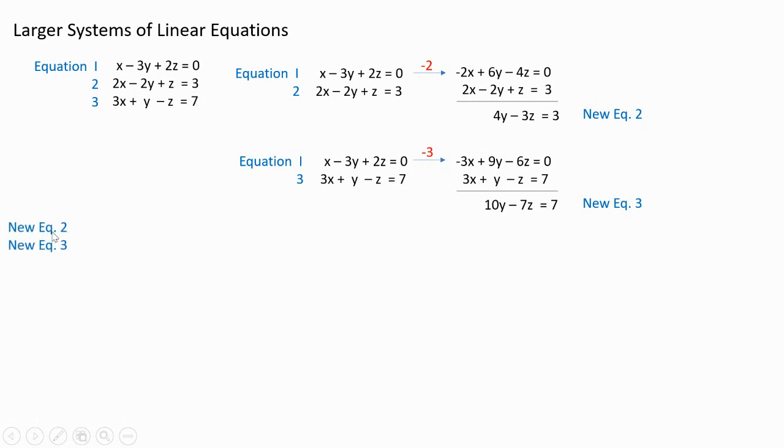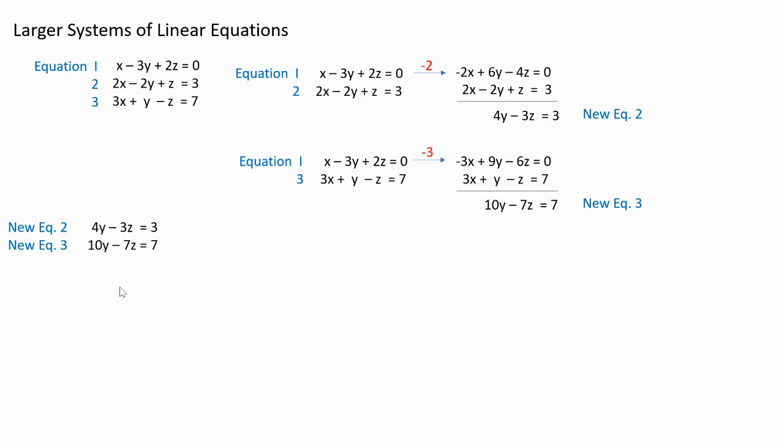Now we're going to get the new equation 2, the new equation 3, and we're going to get rid of the y's. Now, here, I know that the least common multiple for these two equations is 20. But at times, students have a hard time, they say, well, why is it 20? Because the least common multiple that the 4 and the 10 can go into is 20. Because 4 goes into 20 five times, and 10 goes into 20 two times.